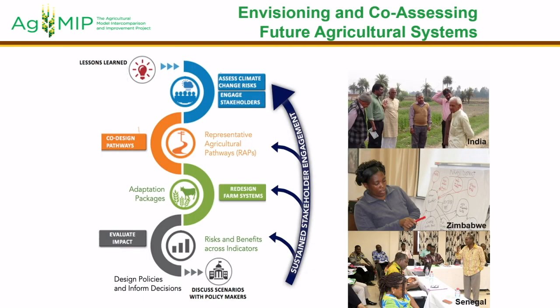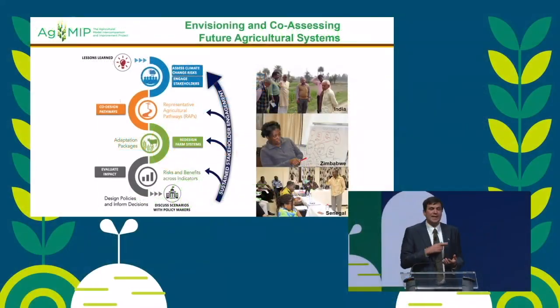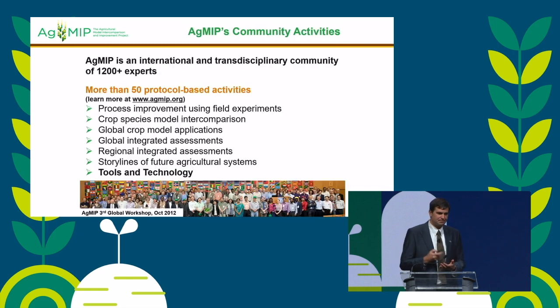And one of the ways we do that is through sustained stakeholder engagements, where we work together to think about what are those risks that might shape future systems. How can we co-design pathways to represent what those future systems will look like? What are the specific adaptation and mitigation packages that could address those challenges? And then how do we co-evaluate the impact and iterate back through the cycle until we come up with pathways and packages that make sense for a given situation?